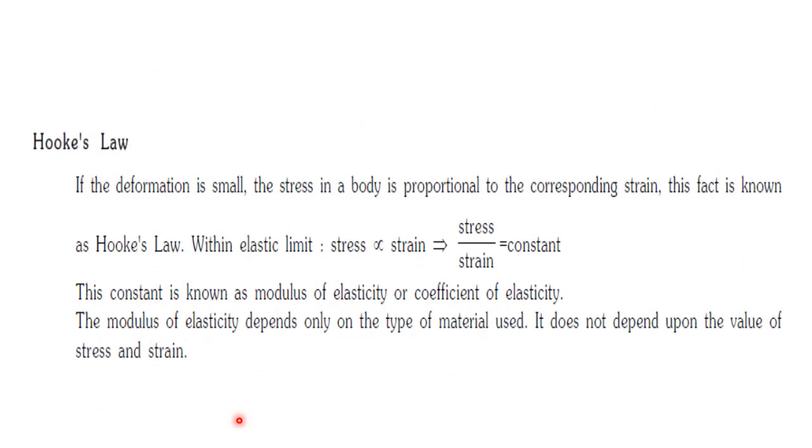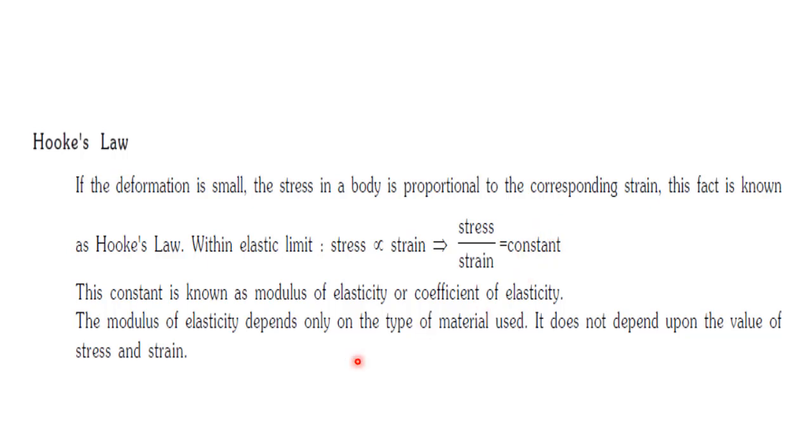Now, Hooke's law. What does Hooke's law state? If you take the concept of stress, which is force per unit area, and strain, that is the change in the shape or the volume or the dimension of the body to the original dimension of the body, then within elastic limit, stress is proportional to strain. Here we can write that stress by strain is equal to a constant, and this is Hooke's law. This constant is known as the coefficient of elasticity. This constant is also known as the modulus of elasticity.